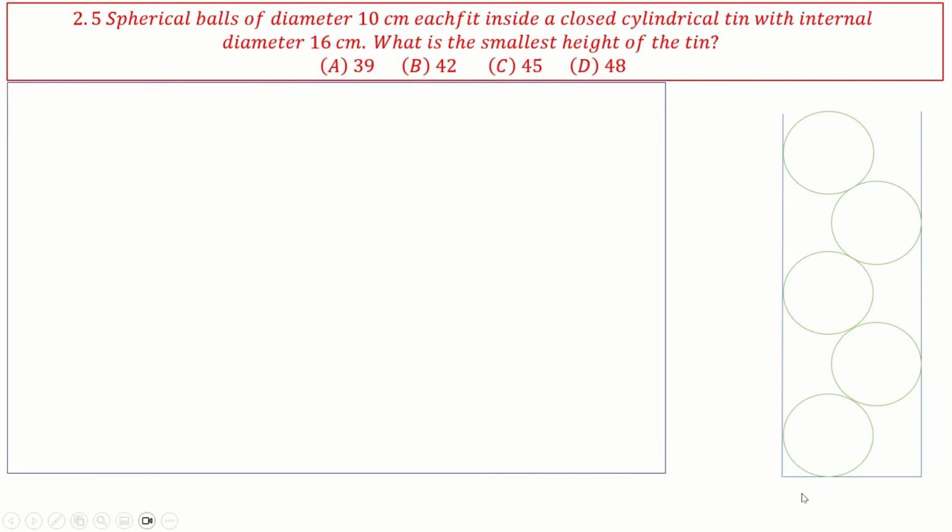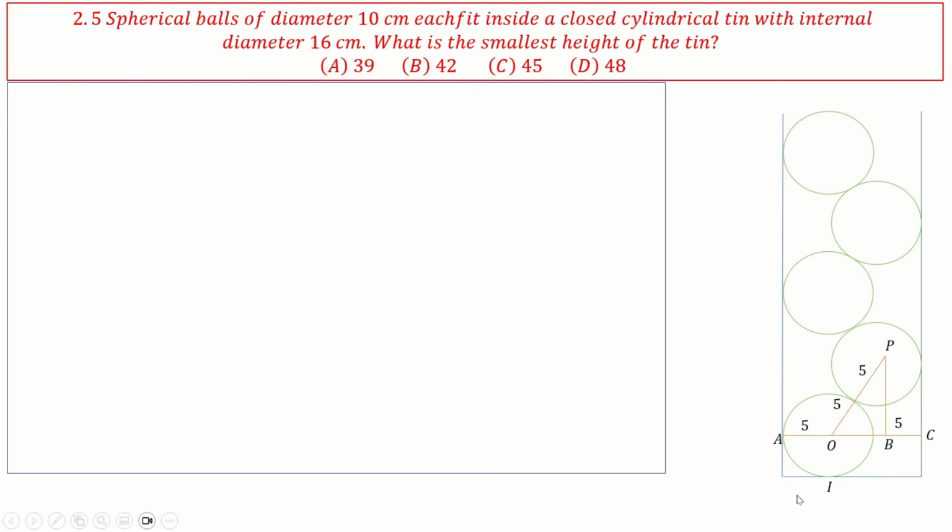The tin's diameter is 16 centimeters, and the spherical ball diameter is 10 centimeters. So if you put one ball of 10 centimeters, the second ball cannot be put next to it, right? It will come something like this. This is how the 5 spherical balls are arranged inside the 16 centimeter diameter tin. Now let's calculate the smallest possible height of the tin. This is the height we need to calculate. So let's put some numbers to it.